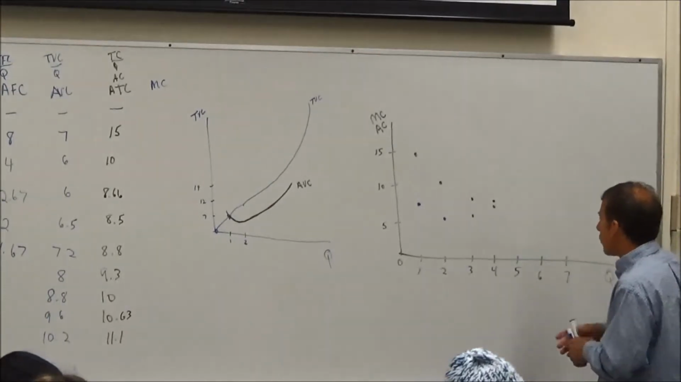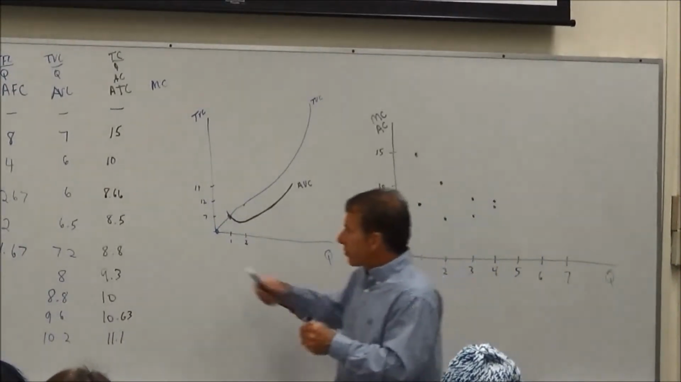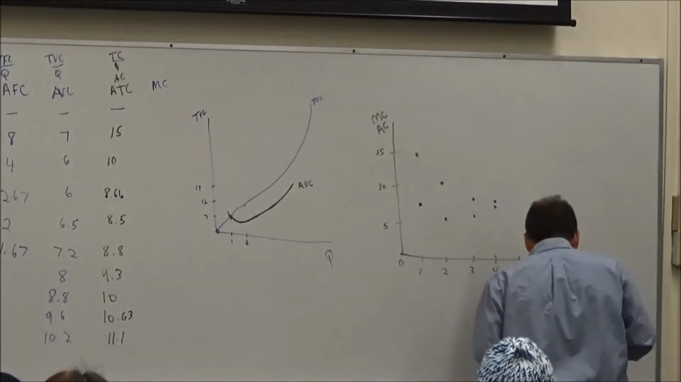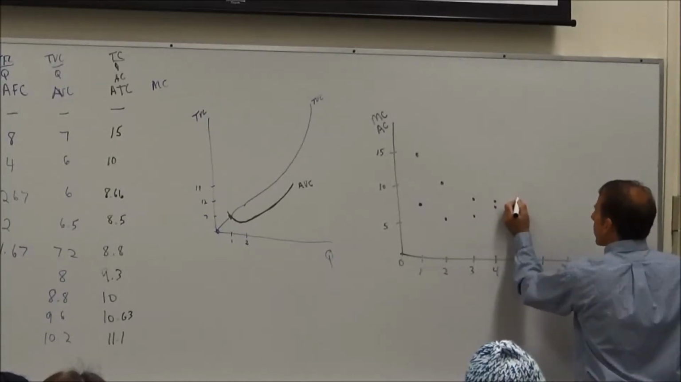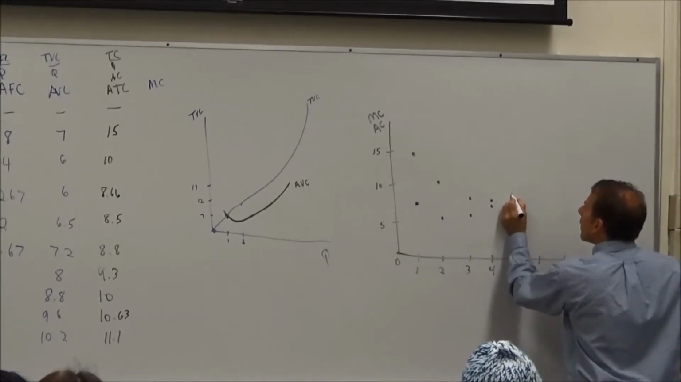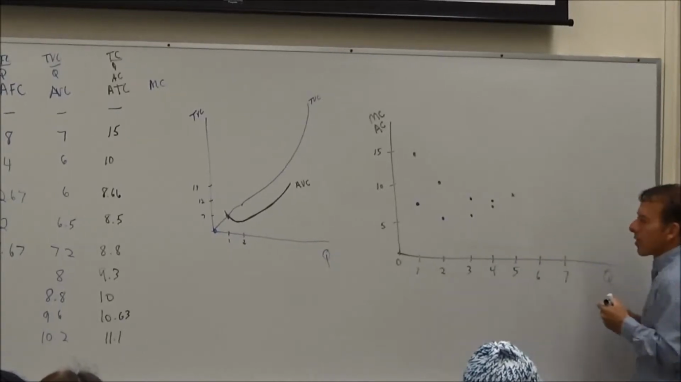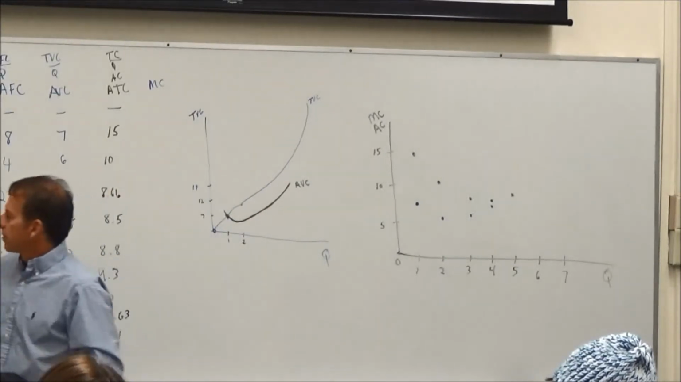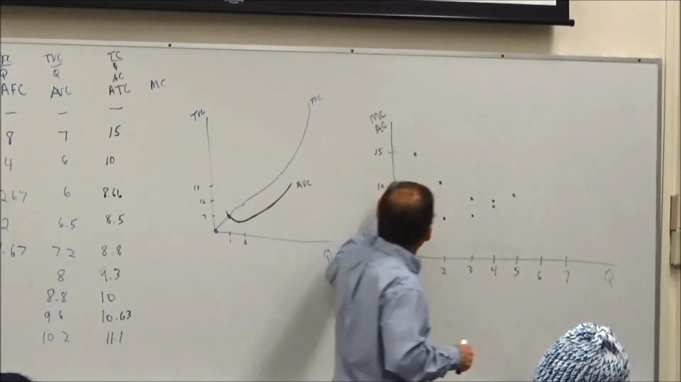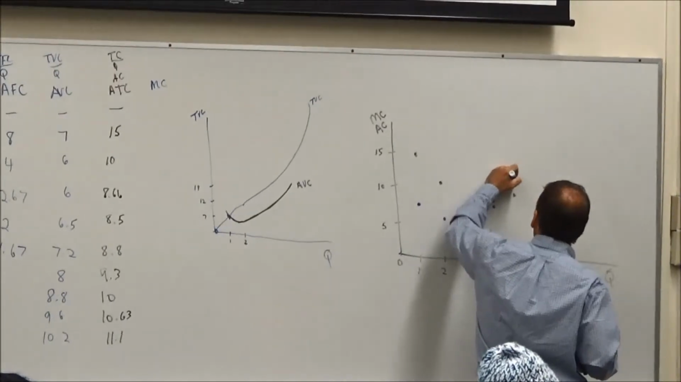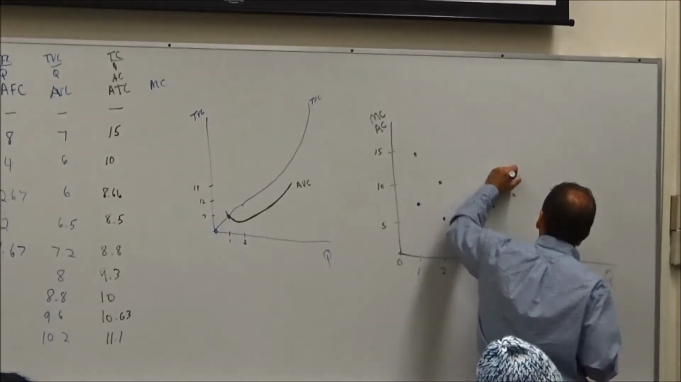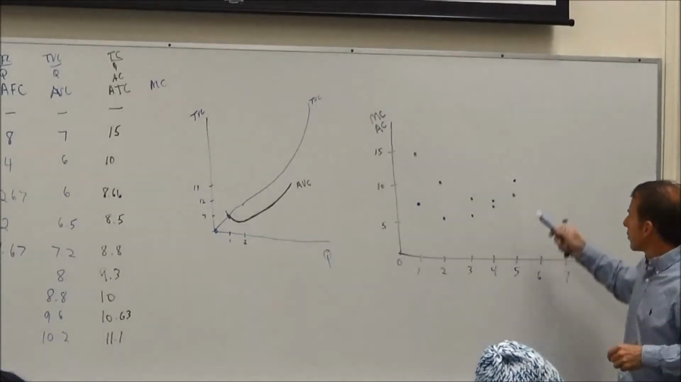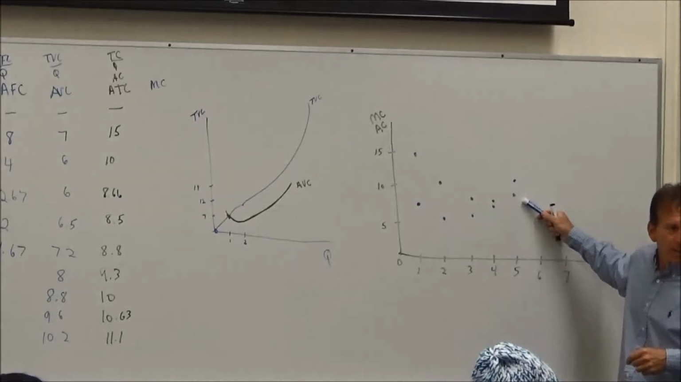Okay, then the next one, at 5 we're at 8.8. So we're back basically a little bit above this point right there. So it's about right there. And what's the marginal cost now? At 5, what's the marginal cost? 10. So that's going to put me right back here. So what happened there? The marginal cost went above the average cost.